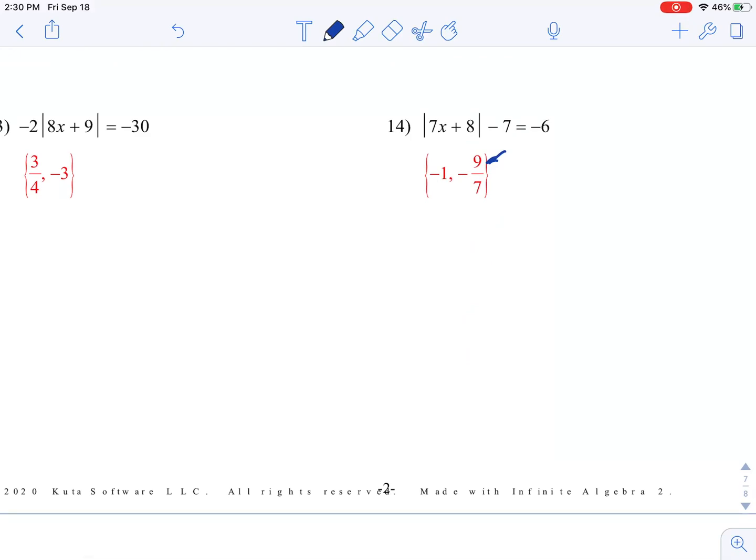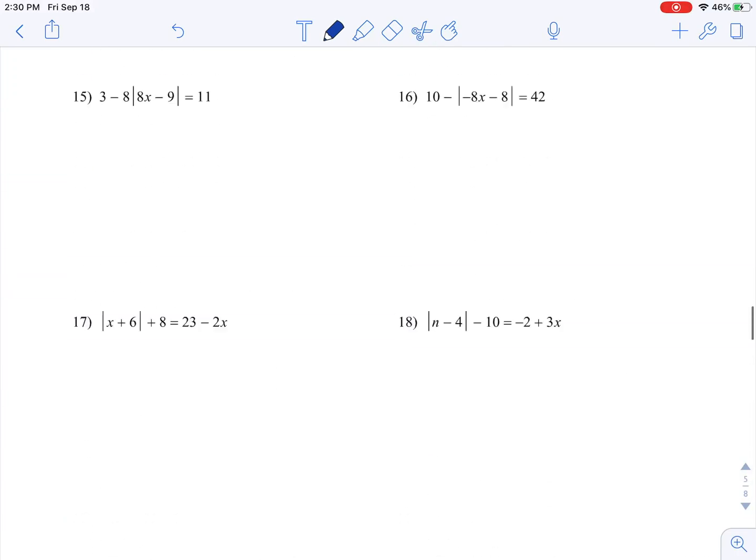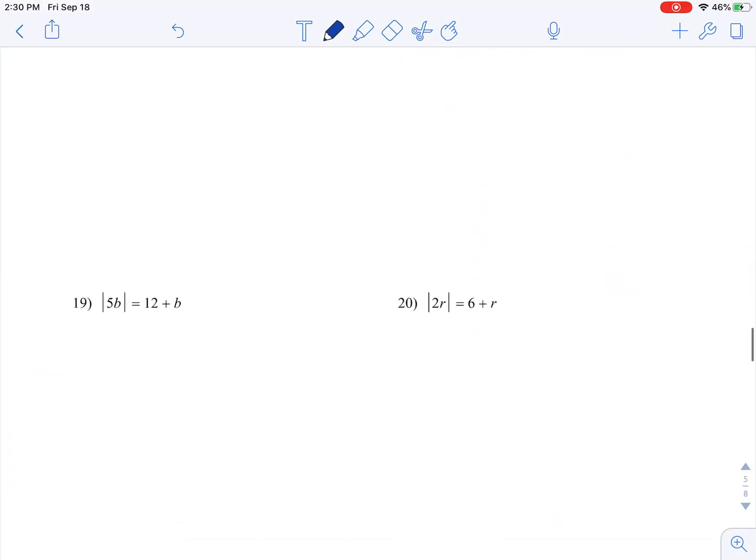And there it is. Now we have the right answers. So the fact that it equals a negative does not automatically mean no solution. Any extra numbers outside of the absolute value bars have to be brought over to the other side first. Then you make that conclusion. All right, we're on our last page.